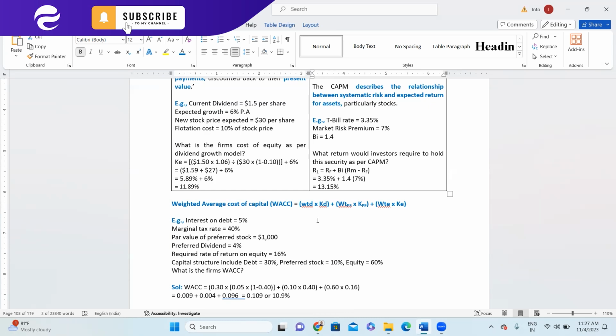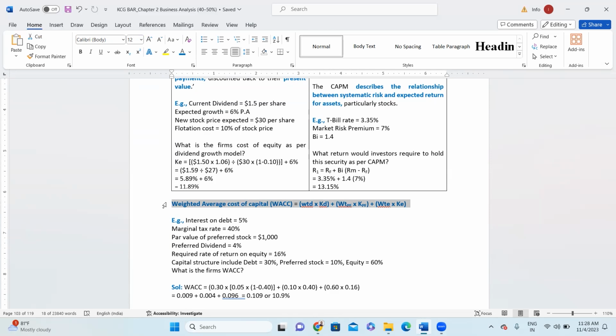Second thing is multiplication of cost of debt with the weight of debt, cost of preference share with the weight of preference share, and the cost of equity with the weight of equity. This is the formula mentioned here. Weighted average cost of capital: weight of debt multiplied by cost of debt, plus weight of preference share multiplied by cost of preference share, plus weight of equity multiplied by cost of equity. The total sum of all the three will give you weighted average cost of capital. Clear this formula?